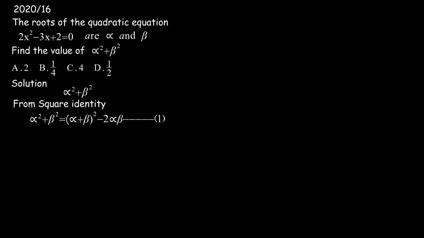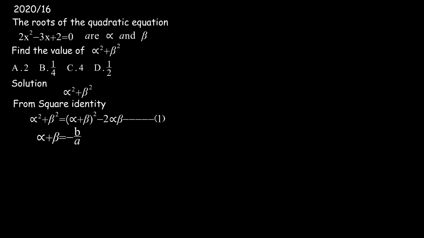We have a question from JAMB 2020 that states that the roots of the quadratic equation 2x squared minus 3x plus 2 is equal to 0 are alpha and beta. Find the value of alpha squared plus beta squared. Now for our solution, writing down alpha squared plus beta squared, we know from the square identity that alpha squared plus beta squared is equal to alpha plus beta, in bracket, squared, minus 2 alpha beta. Let this be our equation 1.